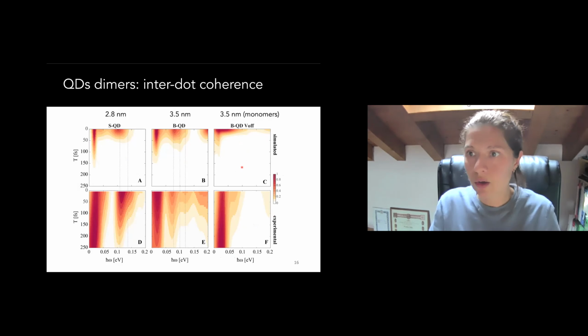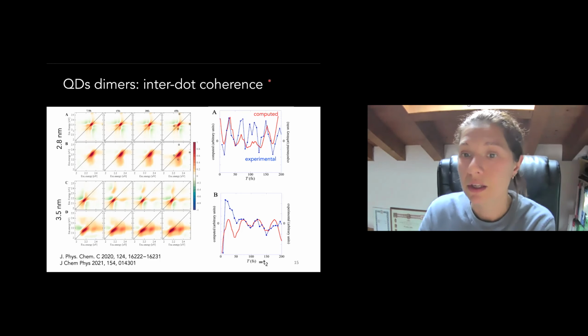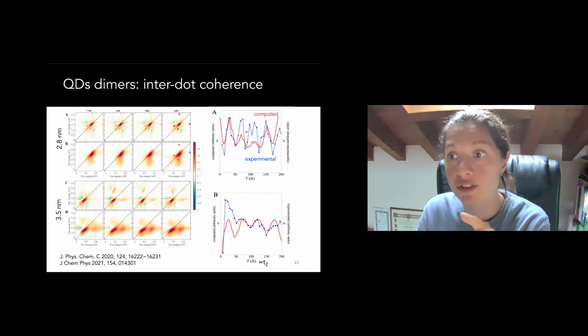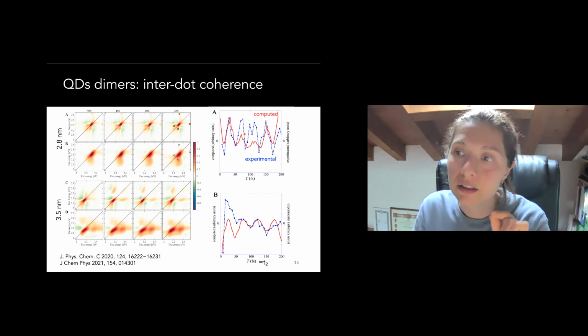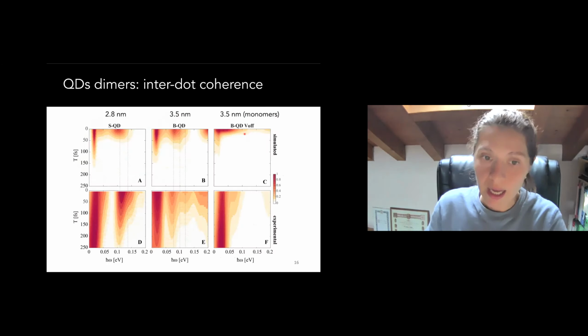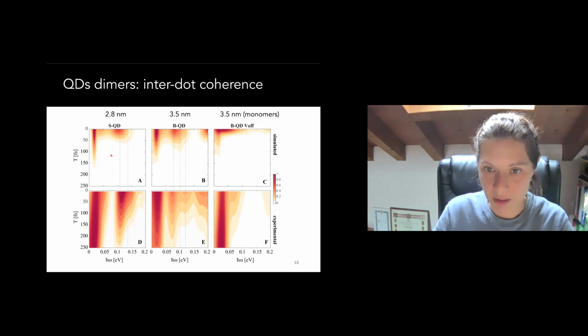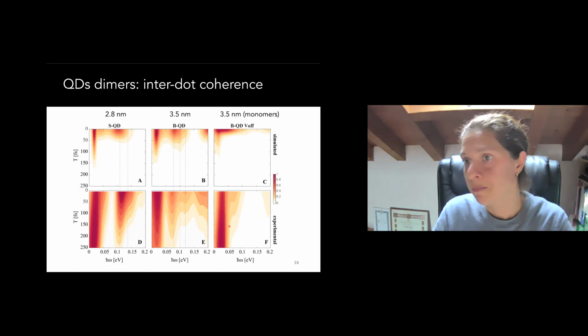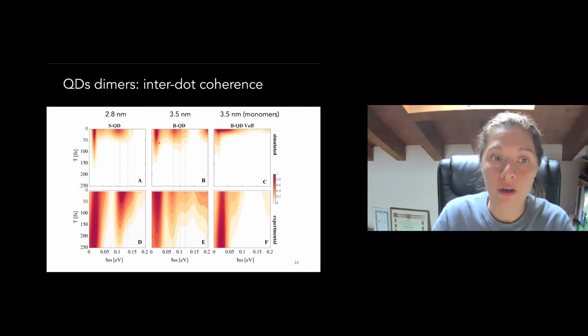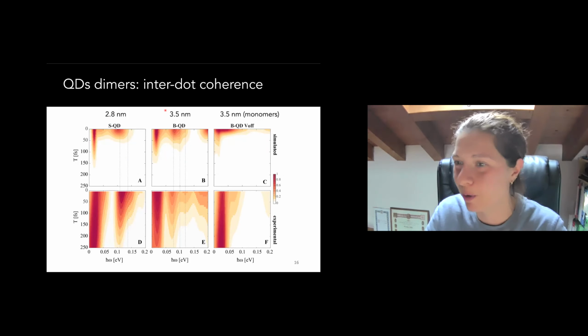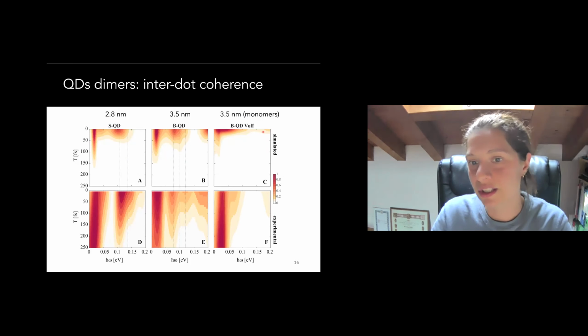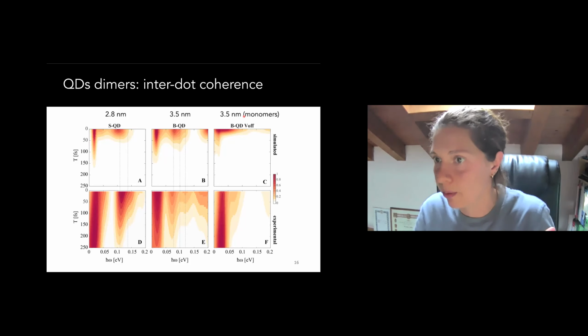And we could assess, also through the comparison among different samples, that what we are seeing here is the evolution of a superposition of states delocalized over 2 dots. So what we are looking at here is an inter-dot coherence, basically. And this is clear if we compare the simulation, upper line, and the experiment, lower line, for the dimeric sample, SQD and BQD. S is a small quantum dot, 2.8, and B is a big quantum dot, 3.5 nanometers. And this is instead the monomer sample.